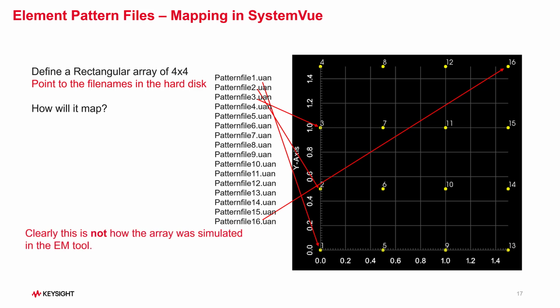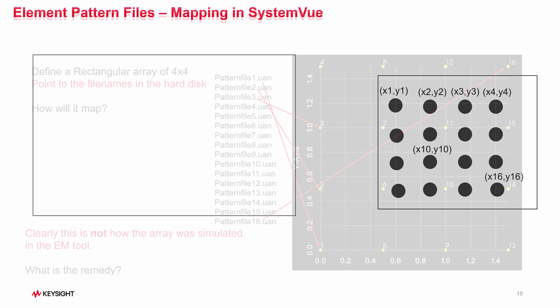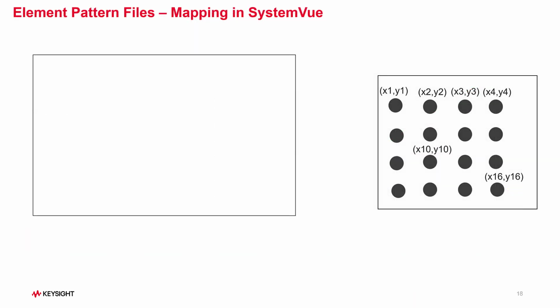So this is not exactly what we want. What we want is to be able to describe that our element number 1 with port P1 is at the top left, going in a row fashion, coming down, and then going in the second row, etc.